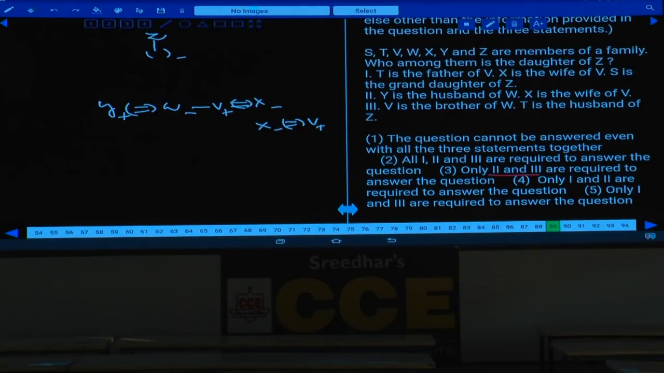As 2 and 3 is not sufficient, then coming to 1 and 2. What is 1 and 2 here? T is the father of V and X is the wife of V. S is the granddaughter of Z. Then this is about condition number 1.